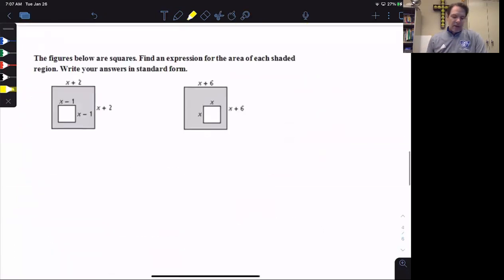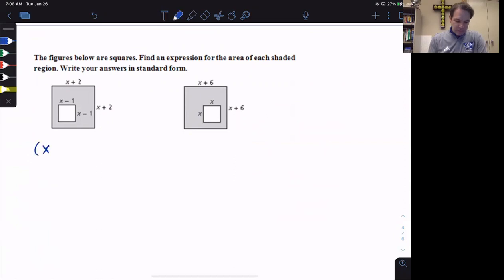Okay, the figures below are squares. Find an expression for the area of each shaded region and write your answer in standard form. Okay, so to solve this problem, area of a square is side squared, right? So I'm going to write it up here. Area for a square is side squared, because the sides are the same. You can do base times height or length times width. It doesn't matter. It's going to end up being the same thing because it's a square. Okay, so it looks like this.